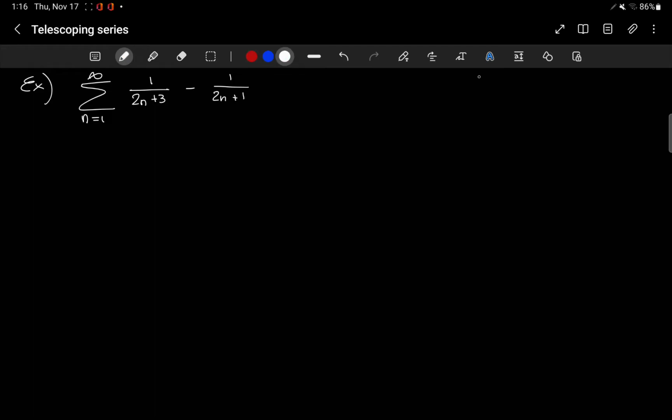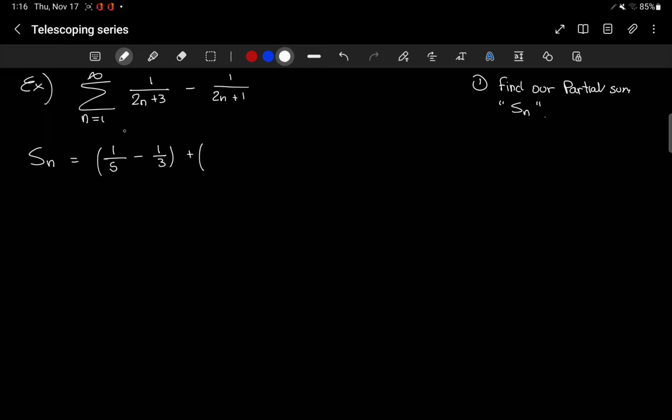So the first thing we're going to do is find our partial sum, which is s of n. So very simple, very easy. We just plug in 1, which is 1 over 2 times 1 plus 3, 1/5, minus 1 over 2 times 1 plus 1.